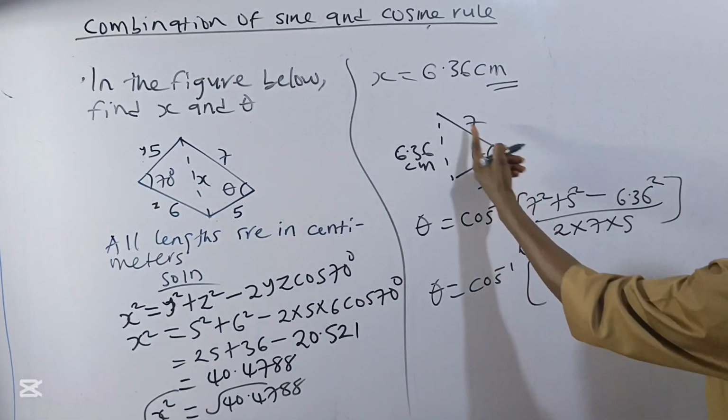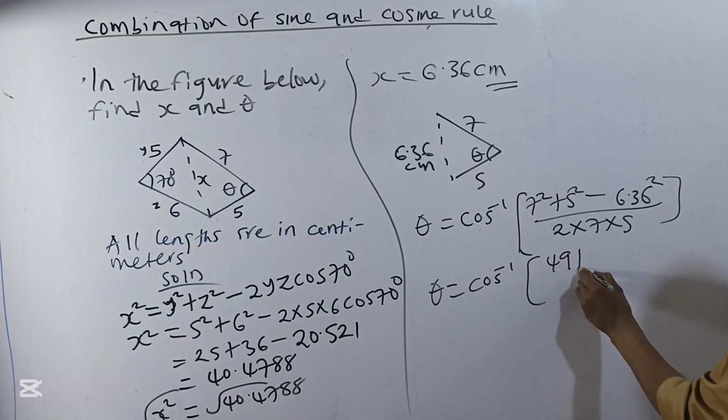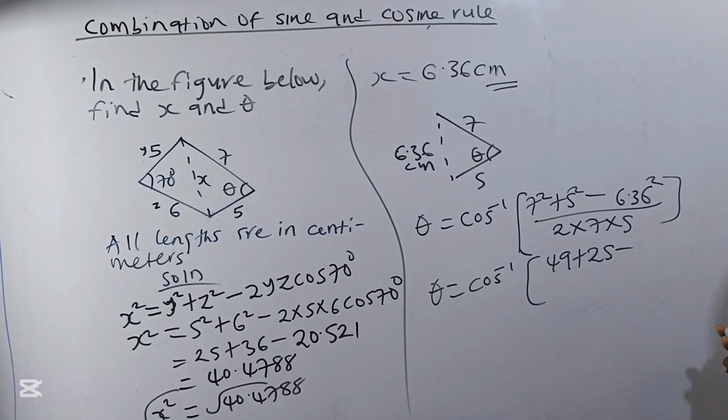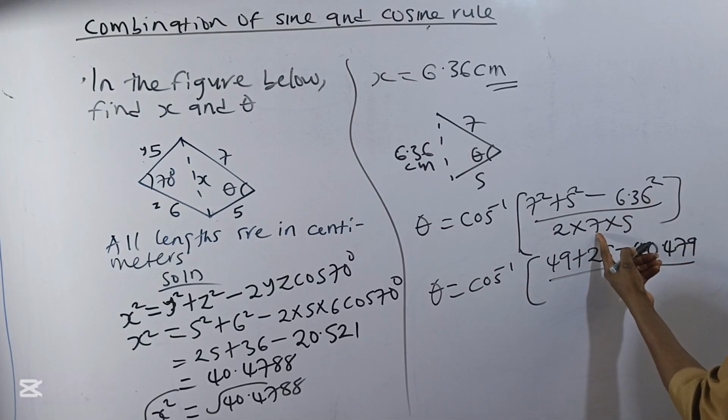So theta will be equal to cos inverse. I'm using the cosine rule here, take note. So 7 squared is 49. 5 squared is 25. Minus 6.36 squared will give me 40.479, all over 2 times 5, 10. 10 times 7 will give me what?